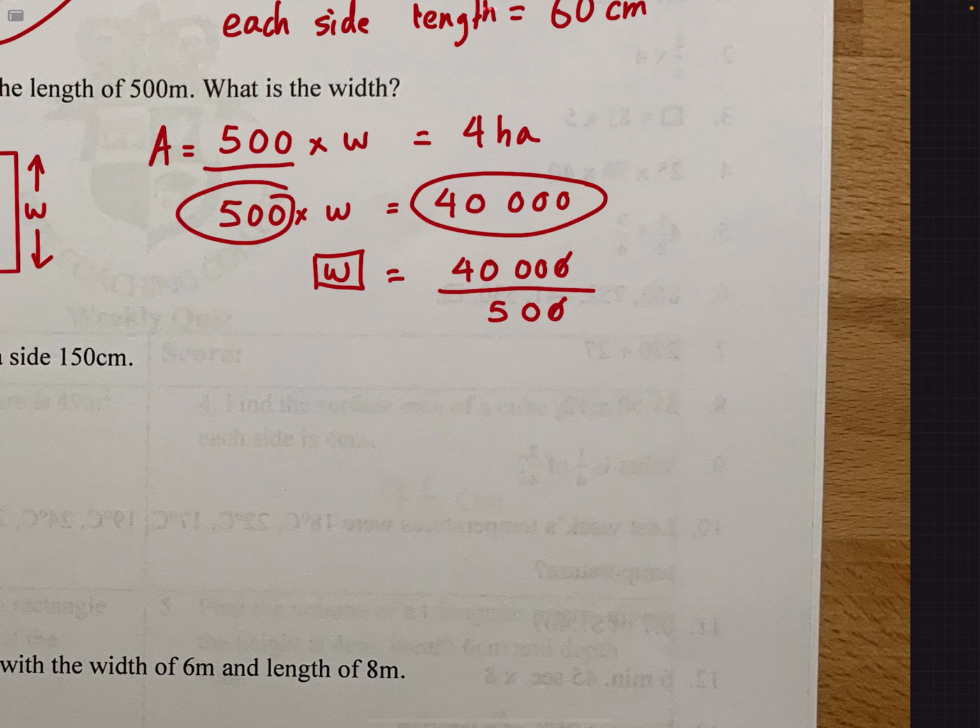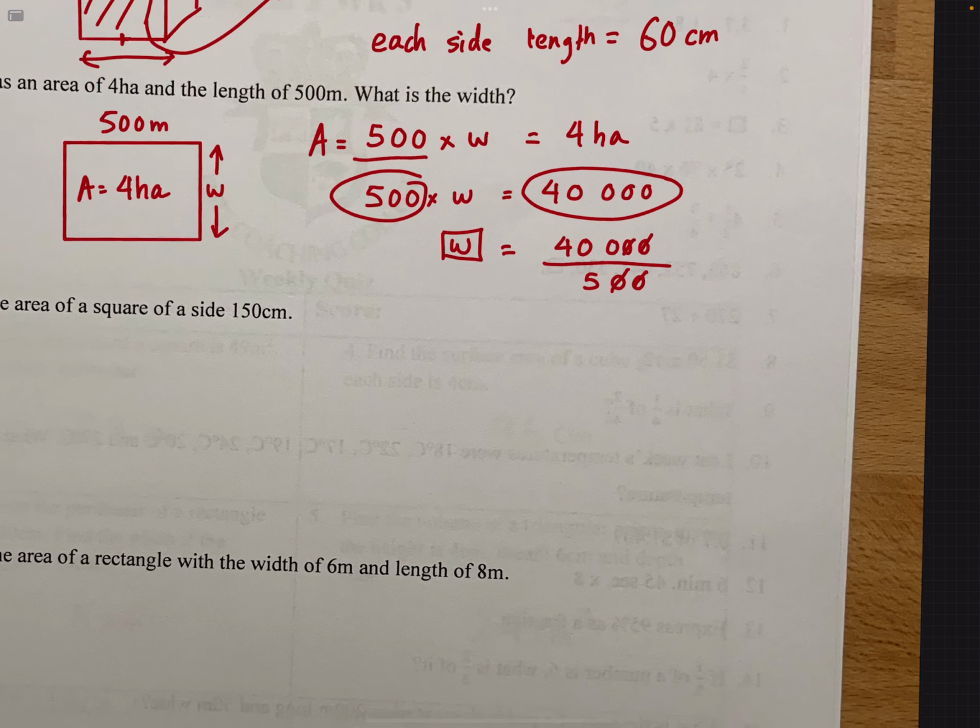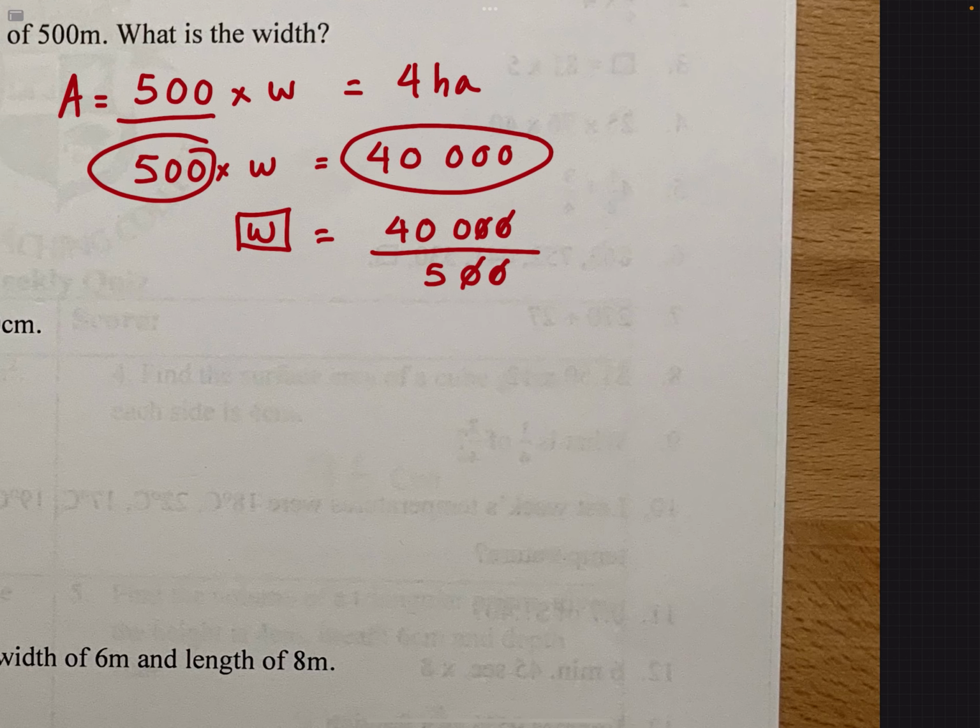First thing I like to do is cross out the zeros. 1 from the top, 1 from the bottom, 1 from the top, 1 from the bottom. So all in all, you have 400 divided by 5, okay? You can do that by yourself. You can just do 400 divided by 5 like this, and you can get the answer.